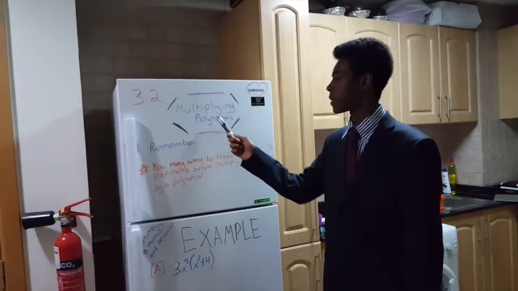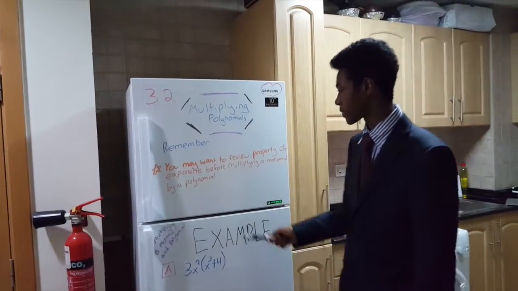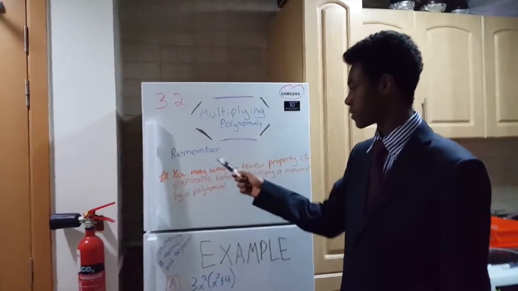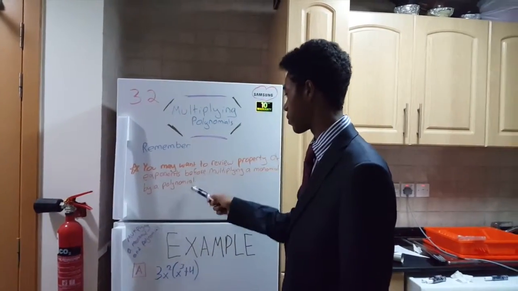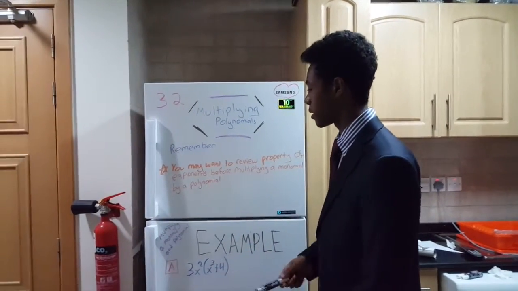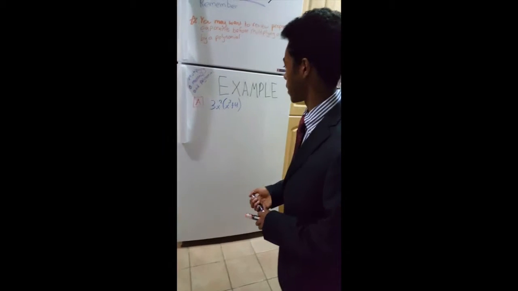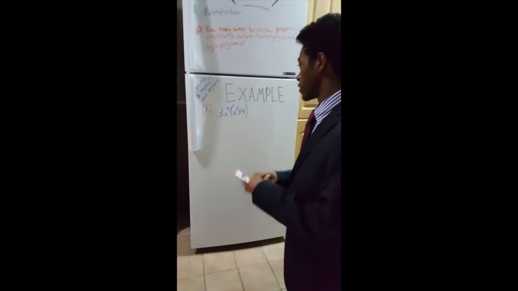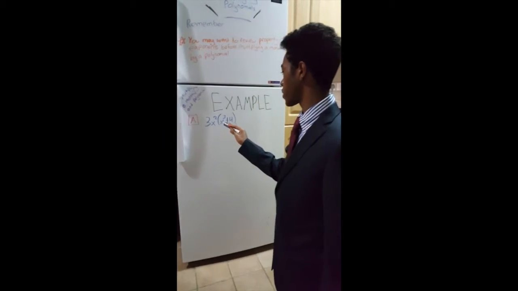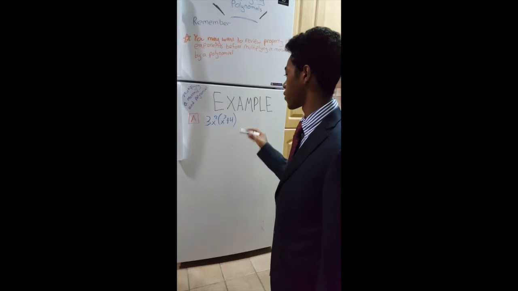Before we start multiplying polynomials, we always have to remember that we have to review the properties of exponents before multiplying a monomial by a polynomial. Here's an example of multiplying a monomial by a polynomial. So here's an equation: 3x squared multiplied by x cubed plus 4.